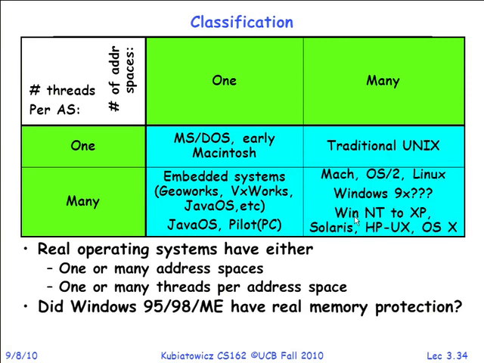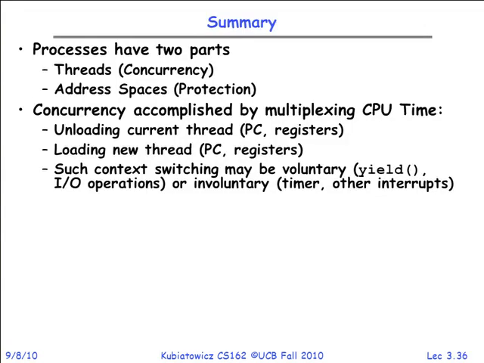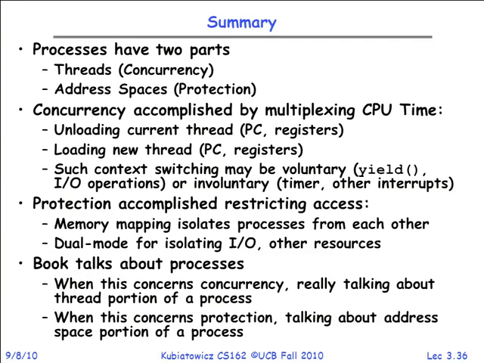In conclusion, processes have two parts. They have the threads, which is the concurrency part, and the address spaces, which are the protection part. Concurrency is basically achieved by multiplexing CPUs. That's where we're getting concurrency so far. Protection is accomplished by restricting access, either by memory mapping or by using kernel mode. Finally, the book talks about processes, and be a little careful, because when the book says process, it's a little less clear. When it's talking about concurrency, that's the thread portion, and when it's talking about address spaces, that's the address space portion. So just be a little careful.